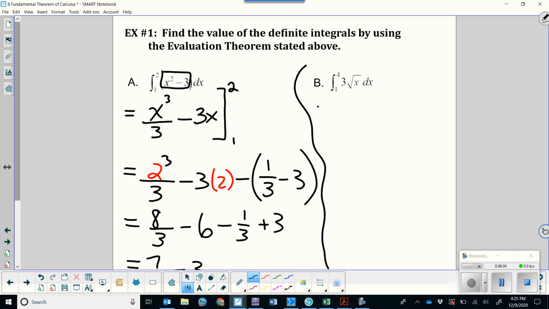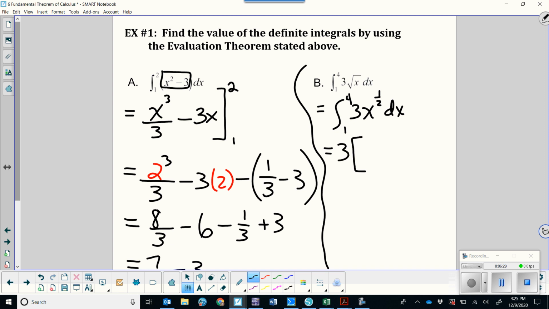So first thing I'm going to do is rewrite this because it is not in the format that I want for doing an integral. I need to change this to a power. And that's stuff that we've been practicing, so hopefully that's starting to get easy. Now the problem's really easy. I need the antiderivative. So I'm going to put the 3 here and then a bracket.